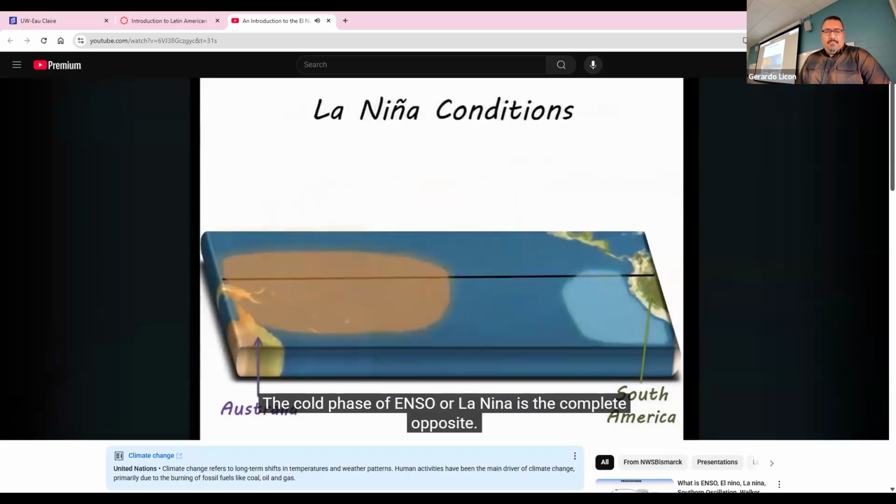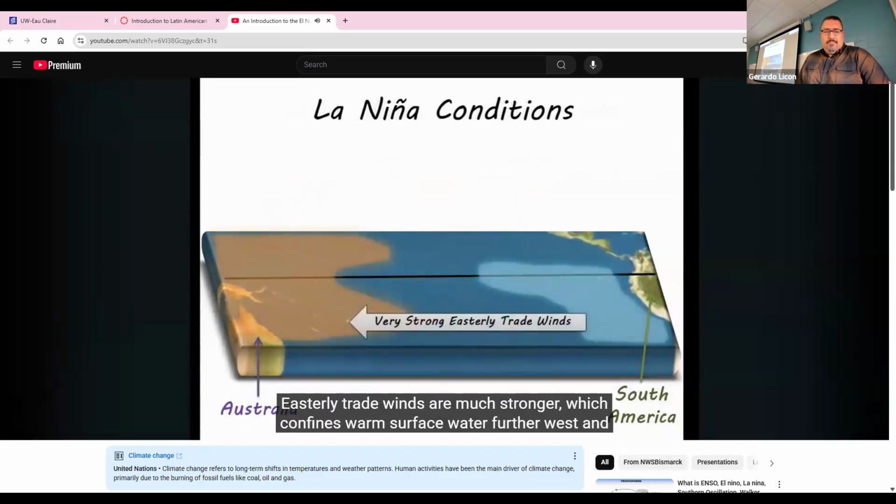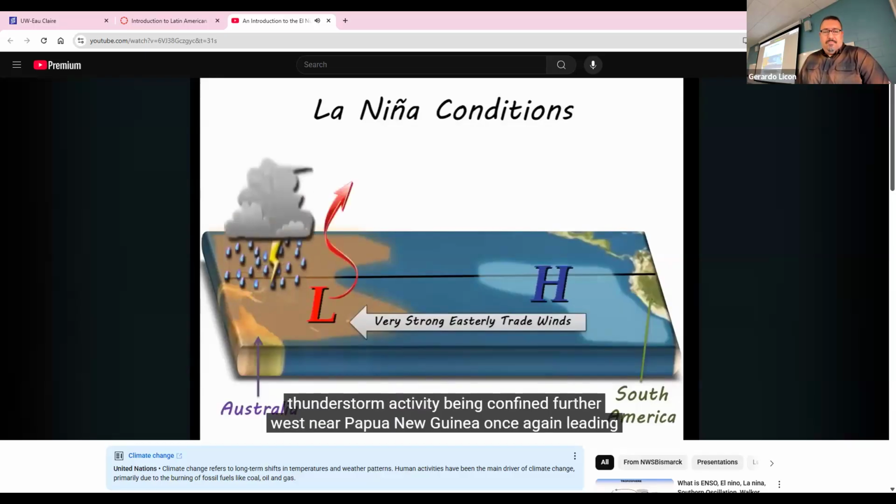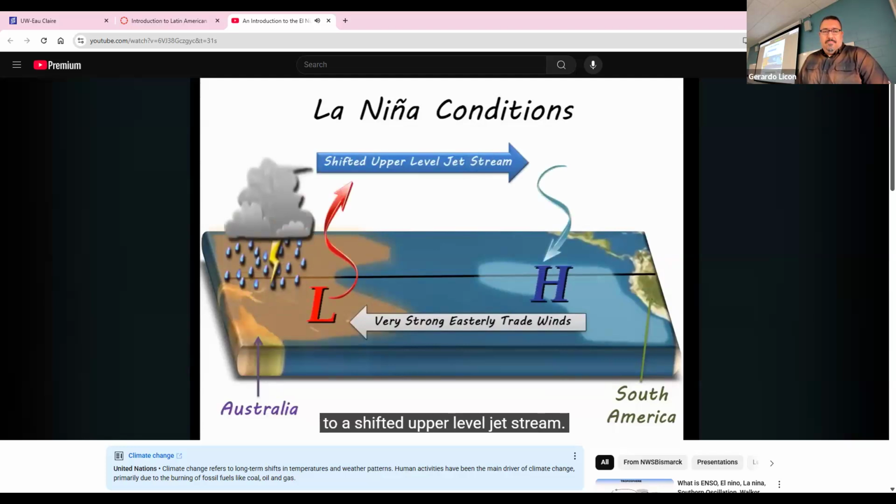The cold phase of ENSO, or La Niña, is the complete opposite. Easterly trade winds are much stronger, which combines with warm surface water further west and allows for greater upwelling off the coast of South America. Centers of relatively high and low pressure shift further west as well, along with thunderstorm activity, once again leading to a shift in the trajectory.